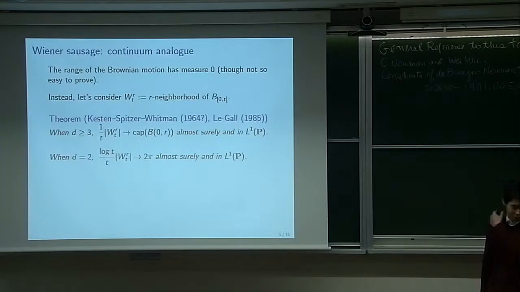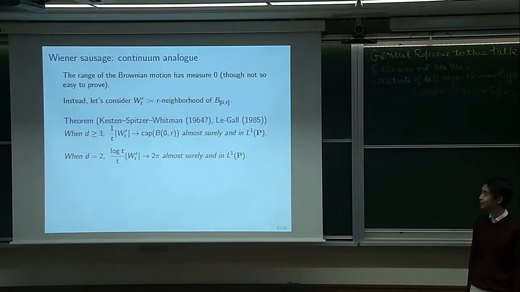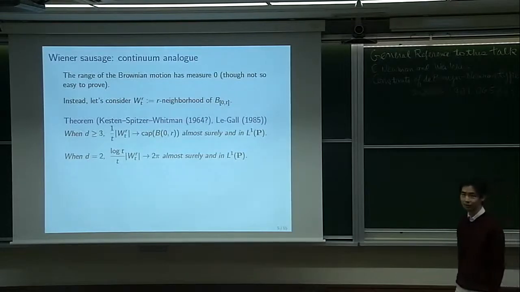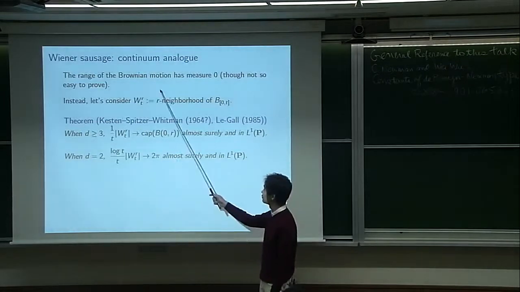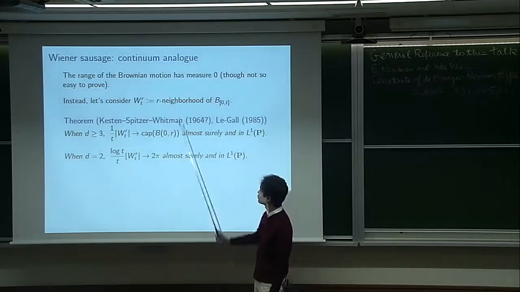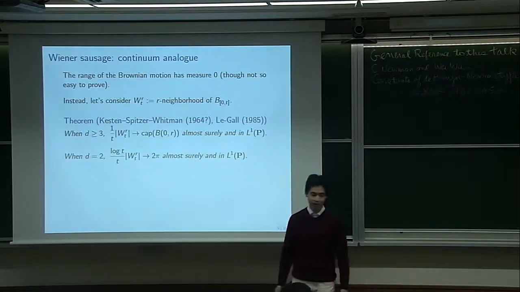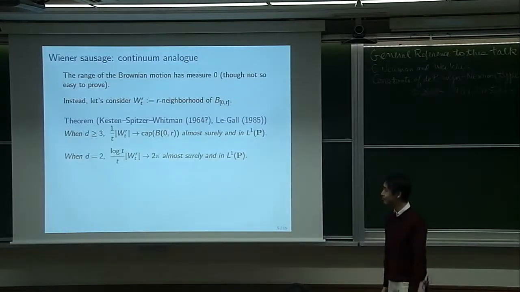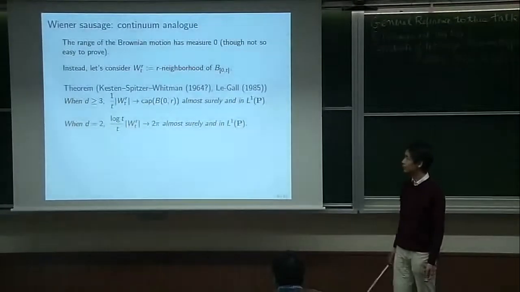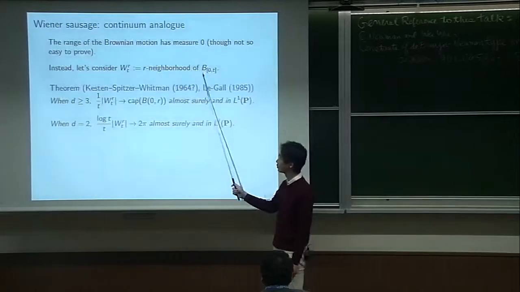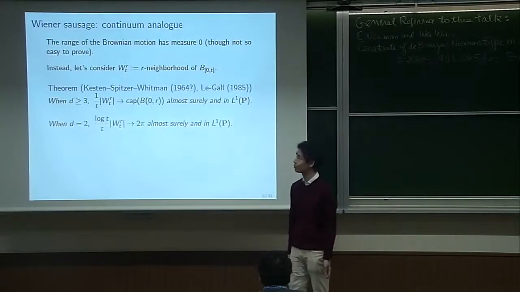But before going to that, I have to give you one more boring slide, which is just a continuum analog of the random walk range. The continuum analog of the random walk is, of course, the Brownian motion. But the range of the Brownian motion has measure 0. This is not easy to prove, but you can prove it if you are educated enough. So if you look at the measure of the Brownian motion range, then it doesn't make sense. So instead, let's consider this tubular neighborhood of the Brownian motion, which Mark Kac called the Wiener sausage.